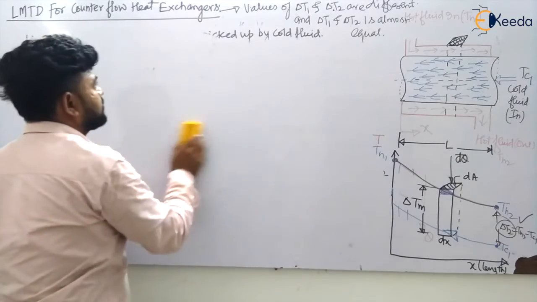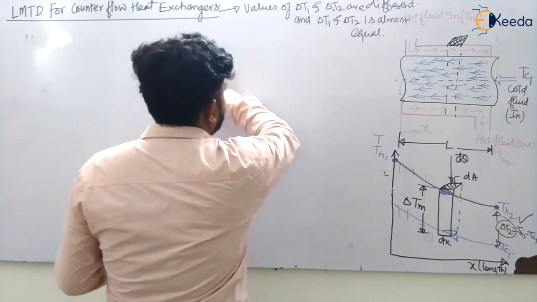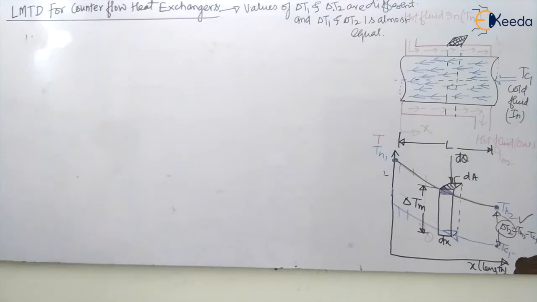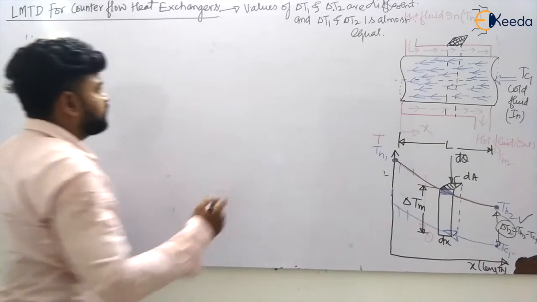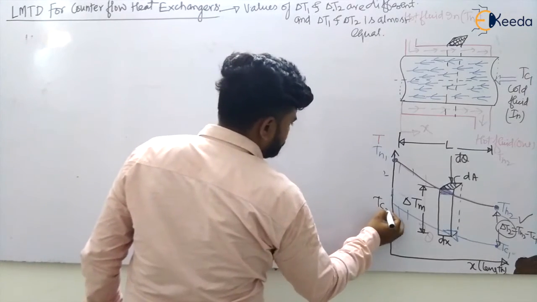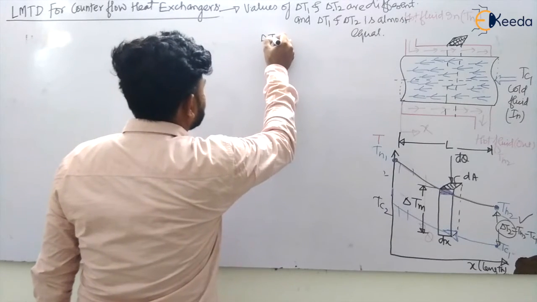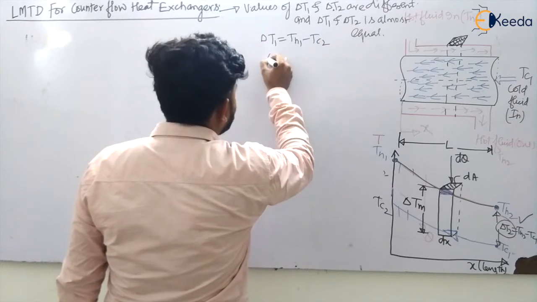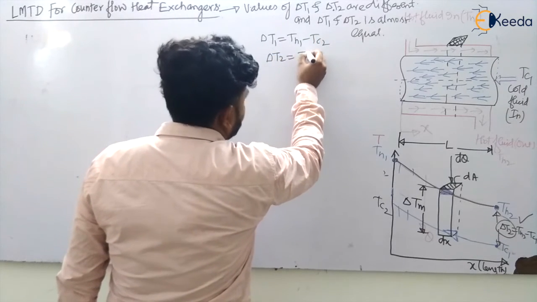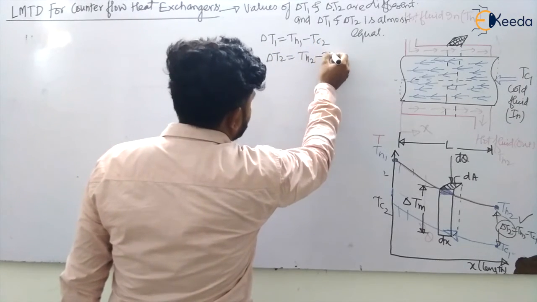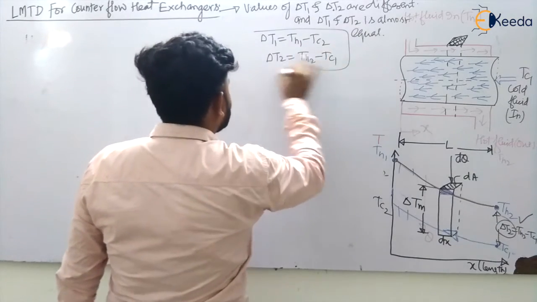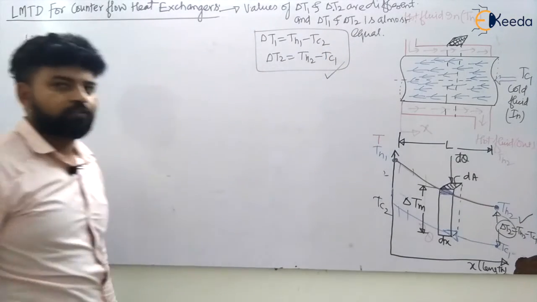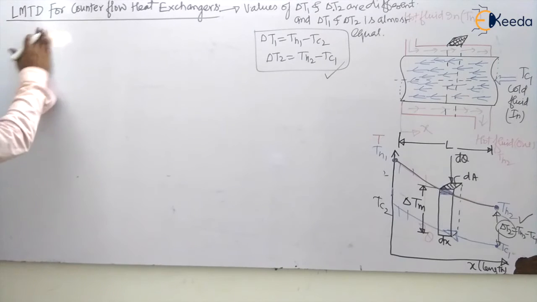So my dear students, let us see. Equal, but delta T1 is given by what? This is your TC2. So delta T1 in this case is given by TH1 minus TC2, and delta T2 in this case is given by TH2 minus TC1. Okay, for the counterflow.